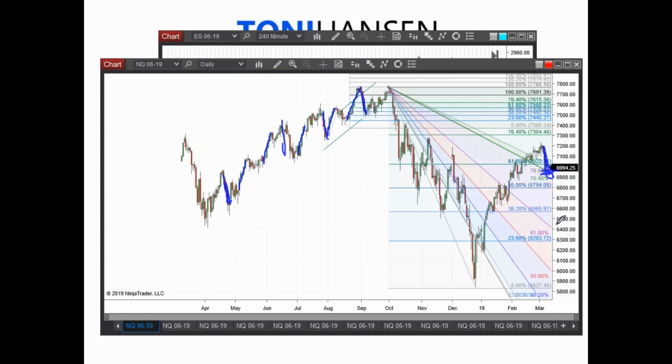Now, of course, when we look at the bigger scale, this is something that could easily just be part of the first initial drop because we're breaking out of the channel here. Just like this one did, we're doing the same thing here.